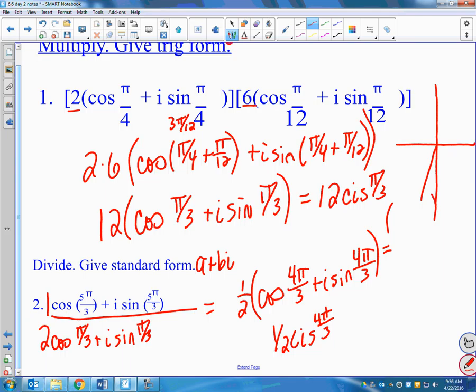Just kidding. 4 pi thirds is done here, right? So that's negative radical 3 over 2, negative 1 half. Is that right? Yes? It's not right. It's negative 1 half, negative radical 3 over 2.